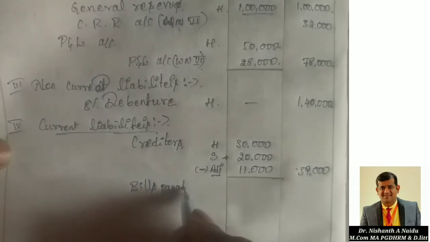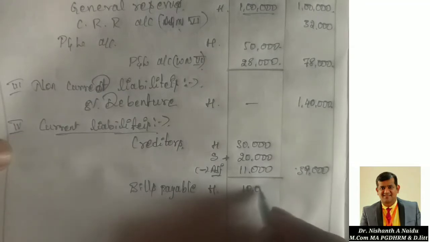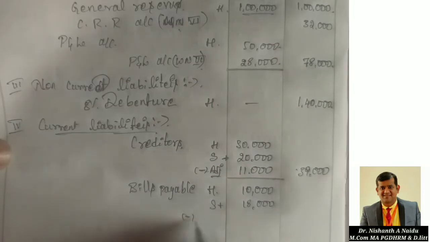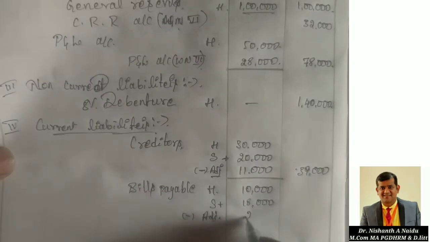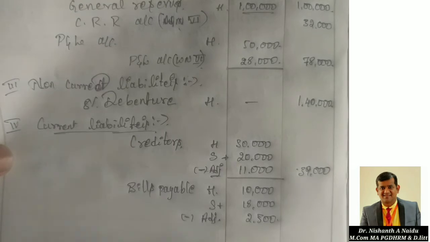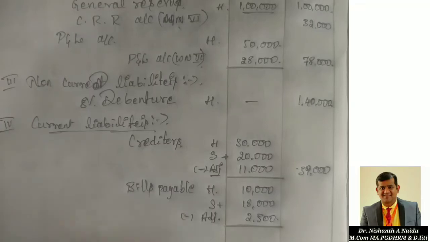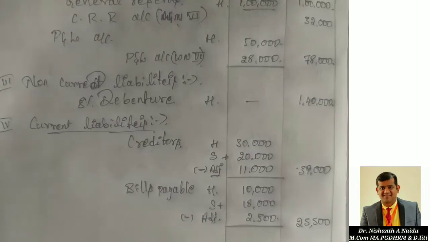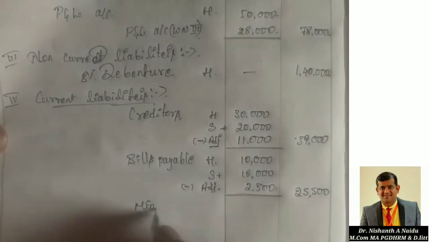So the same way, bills payable. H Company how much? 10,000. S Company how much? 18,000. Less adjustment. In the adjustment he said 2,500, so that should be deducted. So 10 plus 18, 28, 28 minus 2,500 means 25,500. Use the calculator. 25,500.